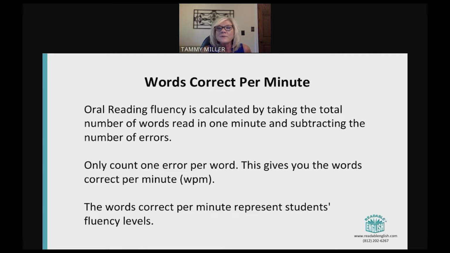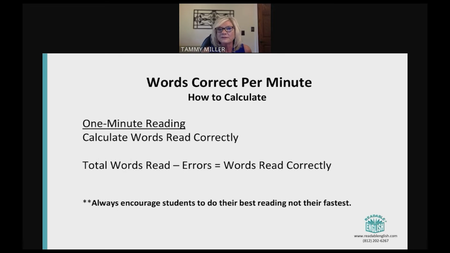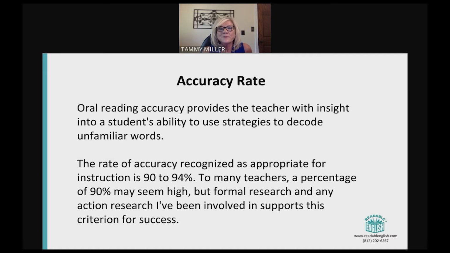So the words correct per minute is a really powerful instructional tool that helps us determine quickly where kids are. And here you see the formula. The total words read minus the errors gives us the words read correctly per minute. Now, remember, it's not a speed test. It's not a speed reading test. Even though some of your students might think so, we want to encourage kids to do their best reading. So that's our first data point, words correct per minute.